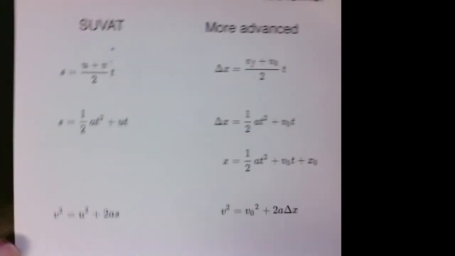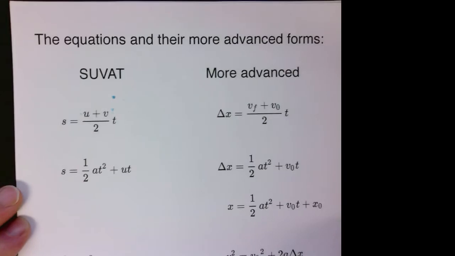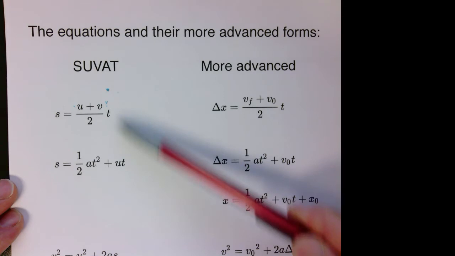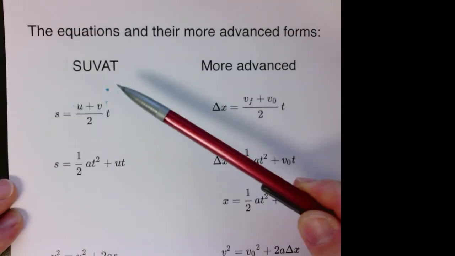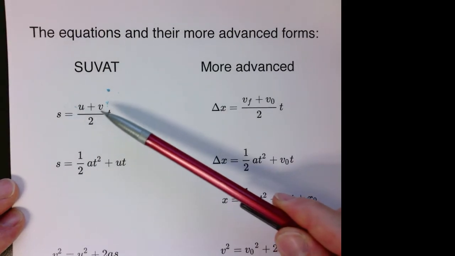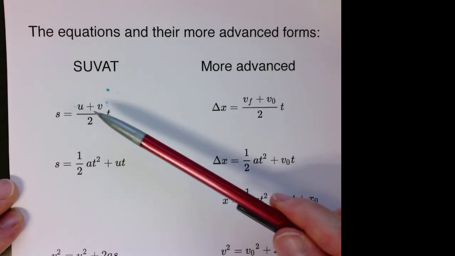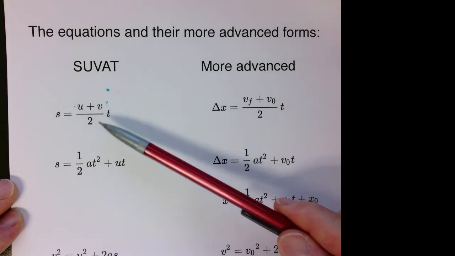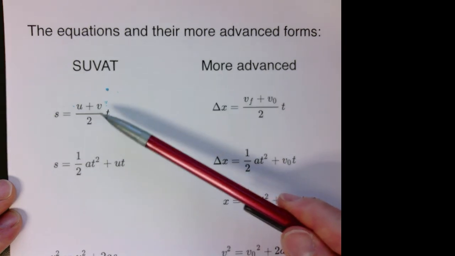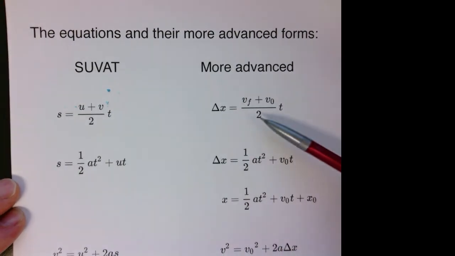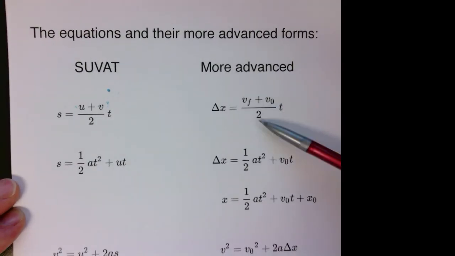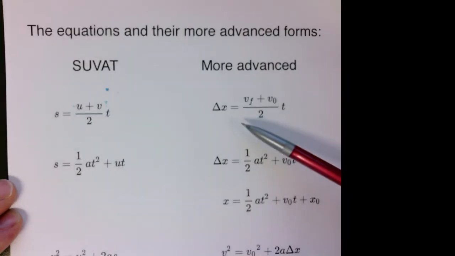So here are the actual equations and the more advanced forms. What you can see here is this vertical arrangement is the SUVAT equations. So s equals (u plus v) over 2 times t. Now you'll recognize this as the average of the initial and the final velocities times time. So this is v bar t, the average velocity times the time. The equivalent in the more advanced form is to call displacement delta x, equal to final velocity plus initial velocity over 2 times time. So you see they're almost identical to each other.